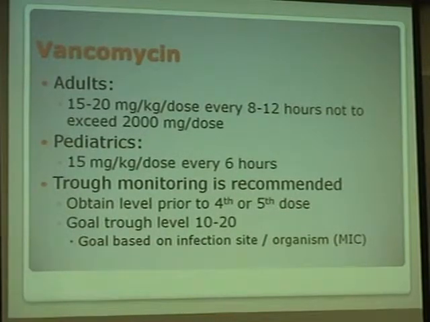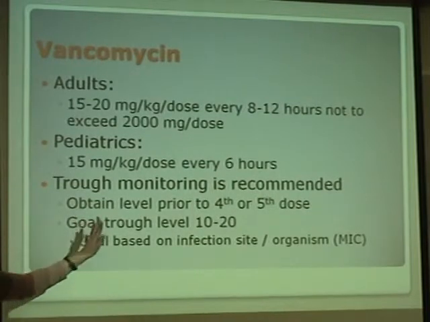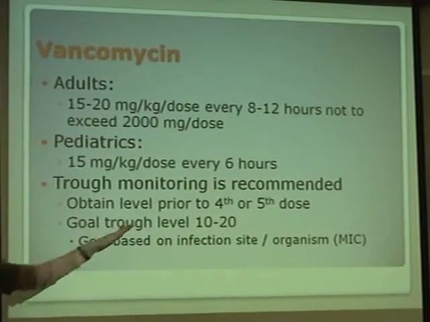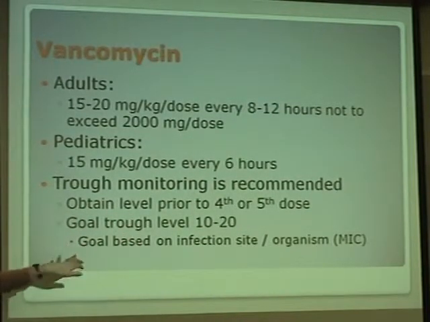Trough monitoring, we want to get that when the patient is at steady state. So we're getting that prior to the 4th or 5th dose, with our goal trough level being 10 to 20, and if we're really thinking MRSA, 15 to 20. And we want to base that on the infection site and the organism.